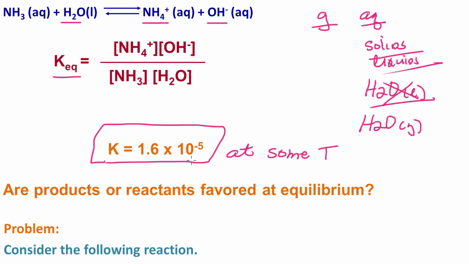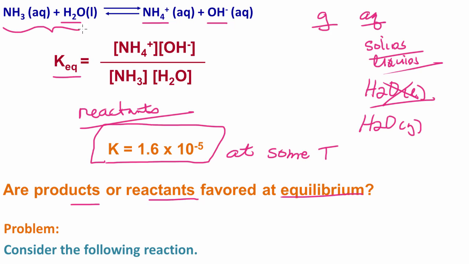Are there going to be more products or reactants at equilibrium? So they're asking, are products or reactants favored at equilibrium? Well, this is 10 to the negative 5, so that is much less than 10 to the negative 3. So in this case, reactants are favored at equilibrium. So we mainly have reactants and very small amounts of these.